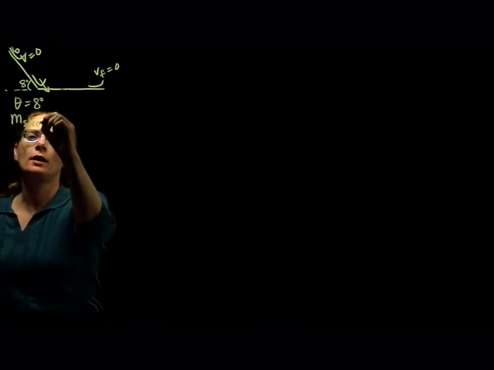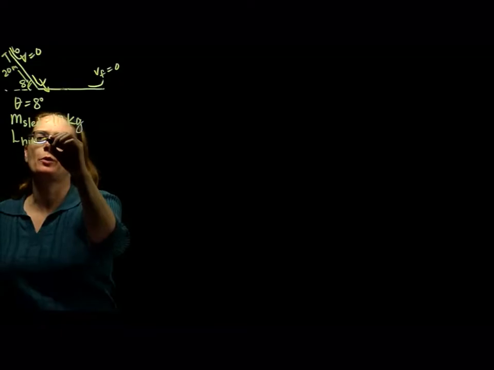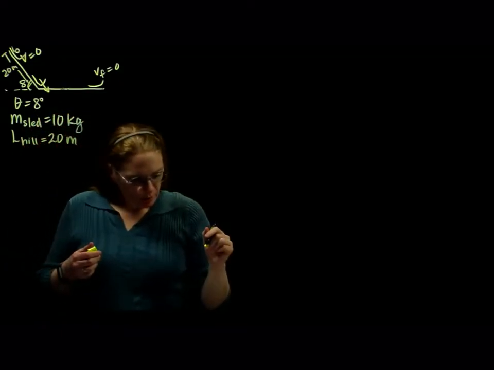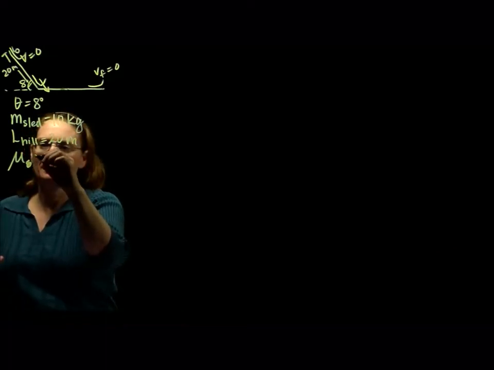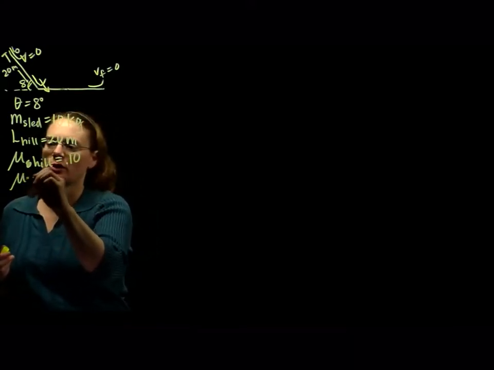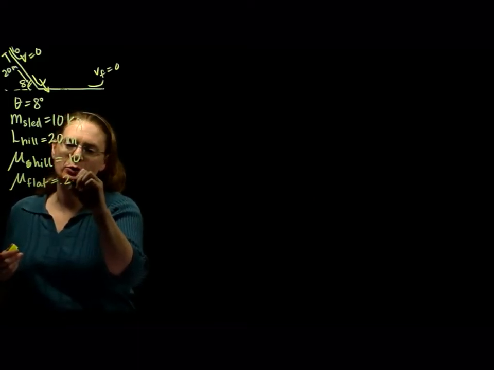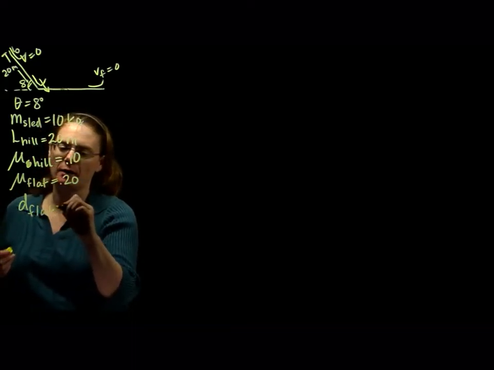It's okay. We have an 8-degree slope. Okay, so my angle was 8 degrees. The mass of the sled was 10 kilograms. And the length of the hill, the length of the slope, is 20 meters. And the coefficient of friction on the slope, on the hill, I'm being inconsistent. The slope is the hill. Mu on the hill is 0.10. Coefficient of friction on the flat ground is 0.20, twice that. We want to know the distance along the flat. How far along the flat does it go?